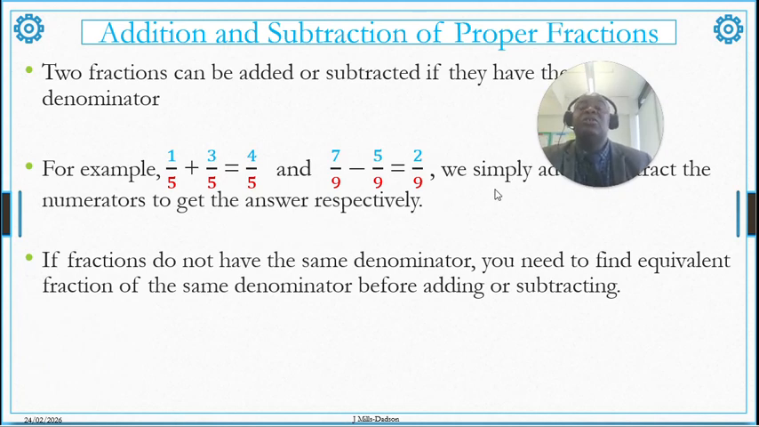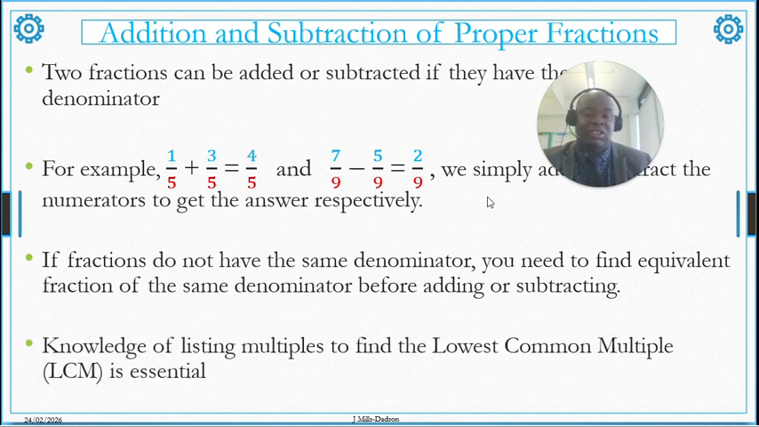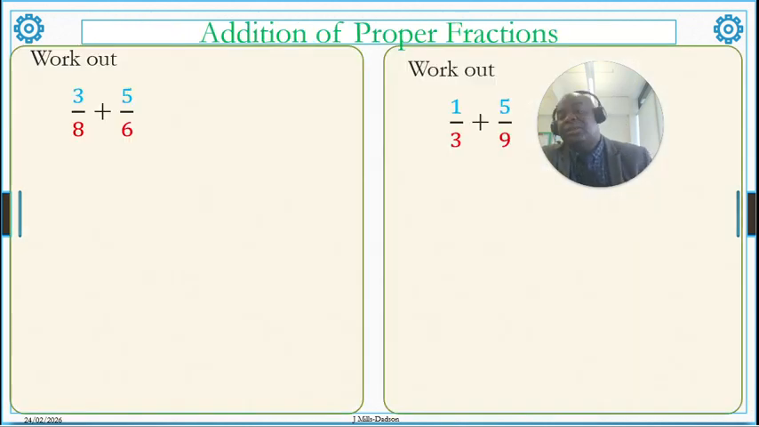Now, what happens when the denominators are not the same? That's when we need to create what we call equivalent fractions before we could add or subtract. And in this lesson, I'll be talking to you about using the LCM approach. There are several ways of adding and subtracting fractions, but I'm going to teach you the LCM method. So, example 1, we have 3/8 plus 5/6.